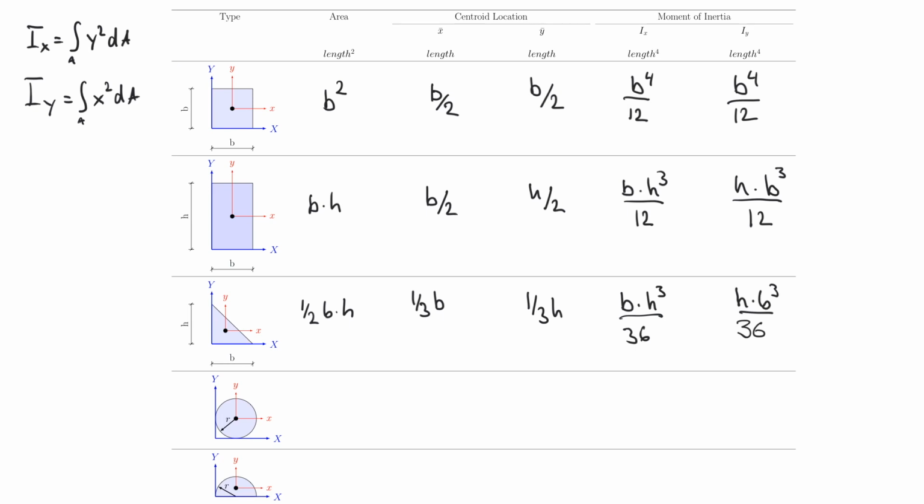Okay, let's talk about the circles. It becomes a little bit more interesting now. Of course, you know the area for a circle, pi r square. And you also know how to calculate the distance from the centroid axis to the coordinate origin, which is r in this case. So no surprise there. R, the radius, same is true for the other direction.